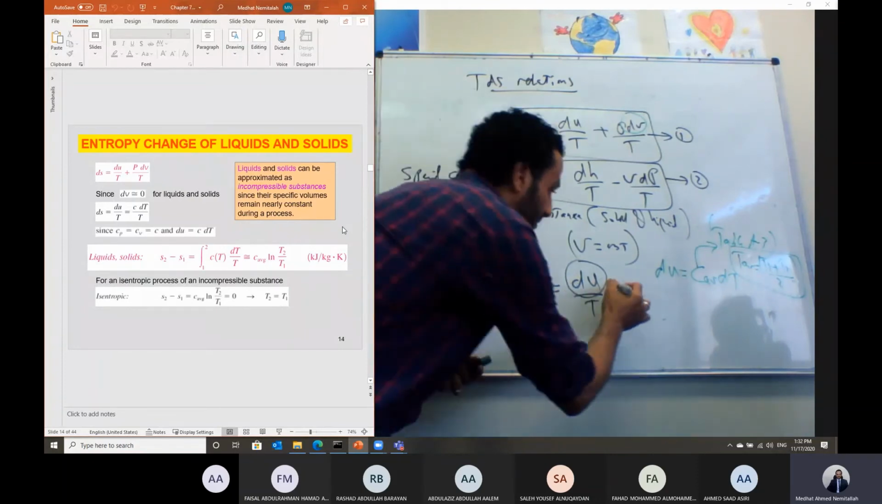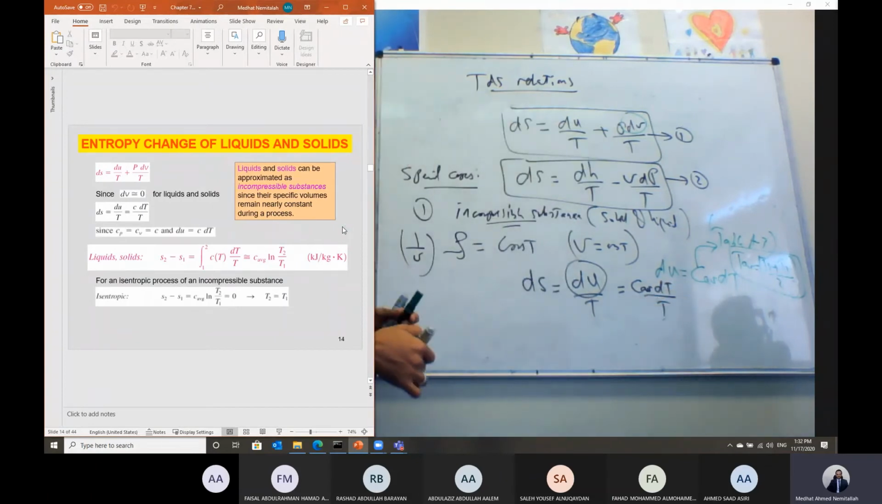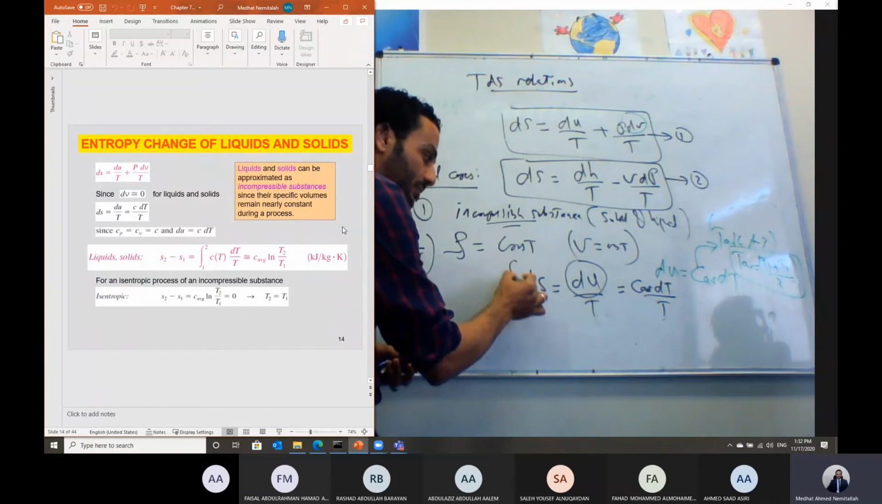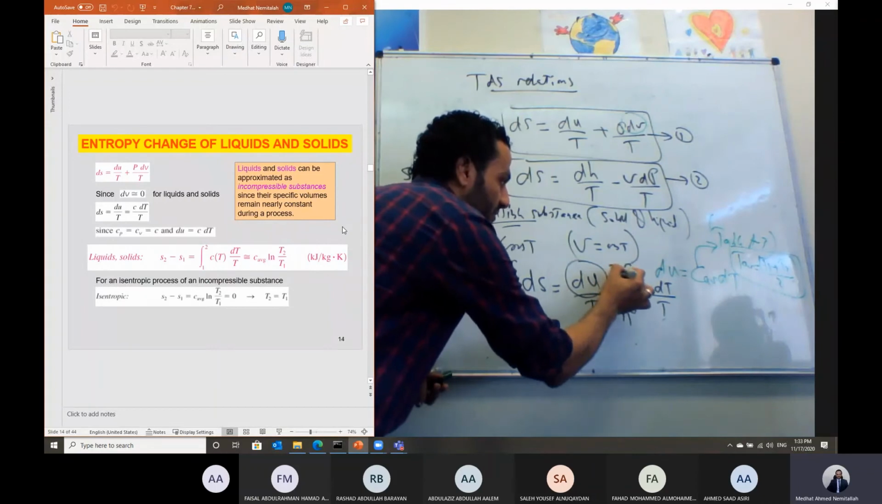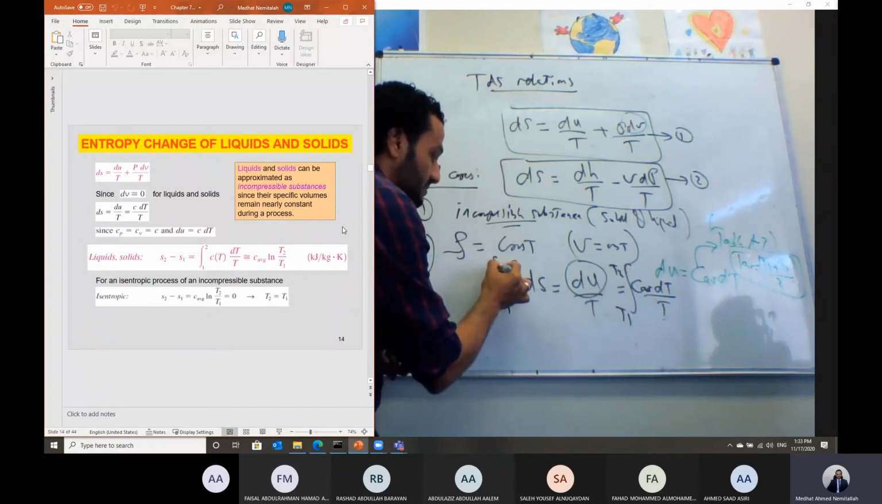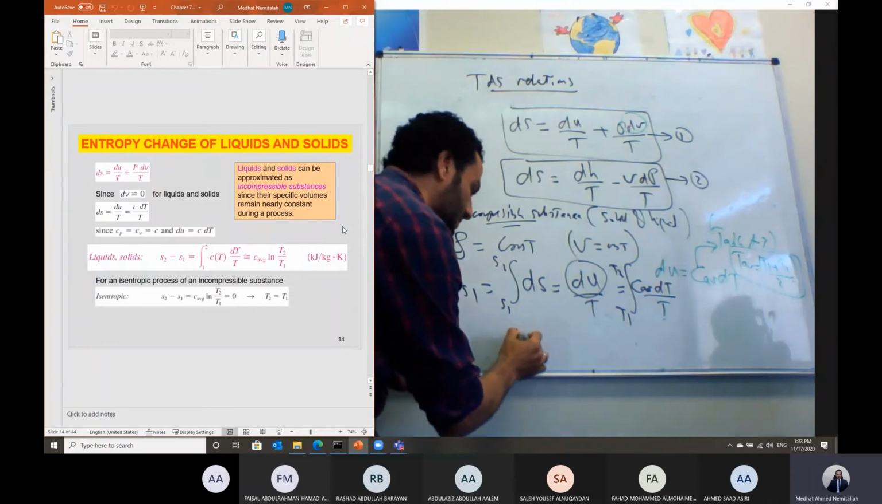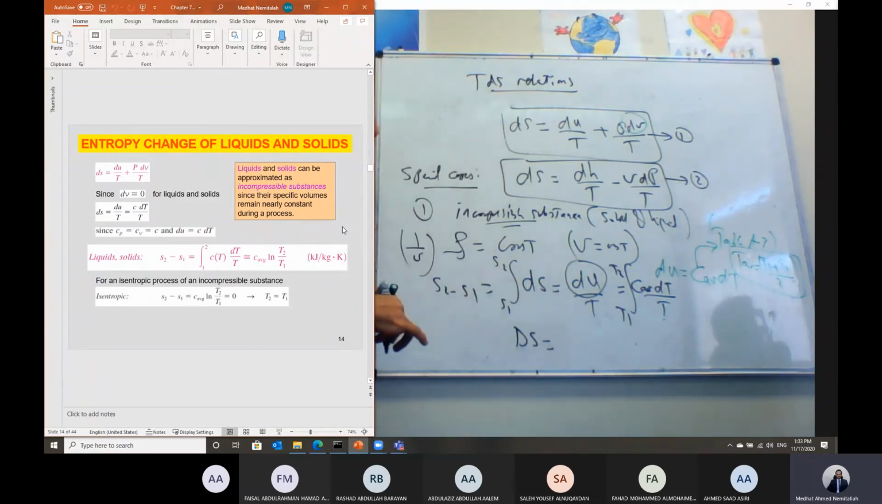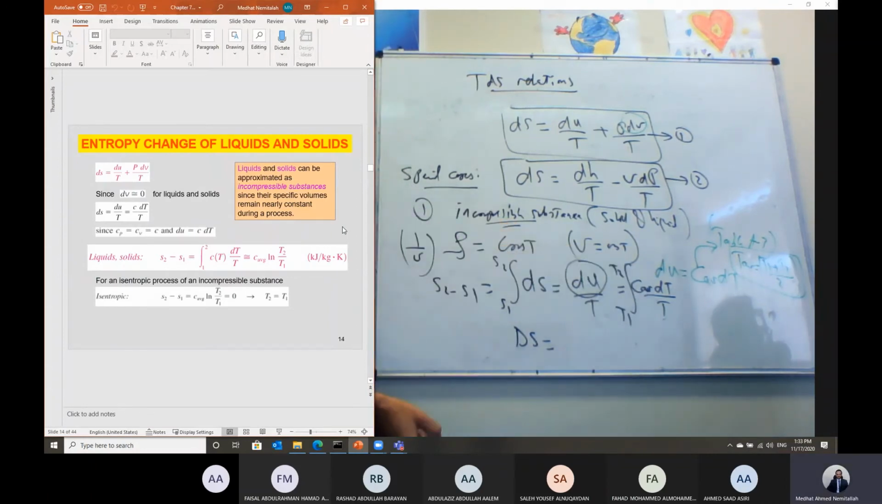So just substitute here, which is C average delta T divided by T. But what I need is the total entropy. I don't need the differentiation. Then in this case we have to integrate from T1 up to T2, and this delta S from S1 to S2. The integration will be S2 minus S1, or delta S. Then we can say delta S will equal the integration of C average dT over T. C average has a constant value. We consider it an average value, so we can just take this term outside. So it will be the integration of dT over T.